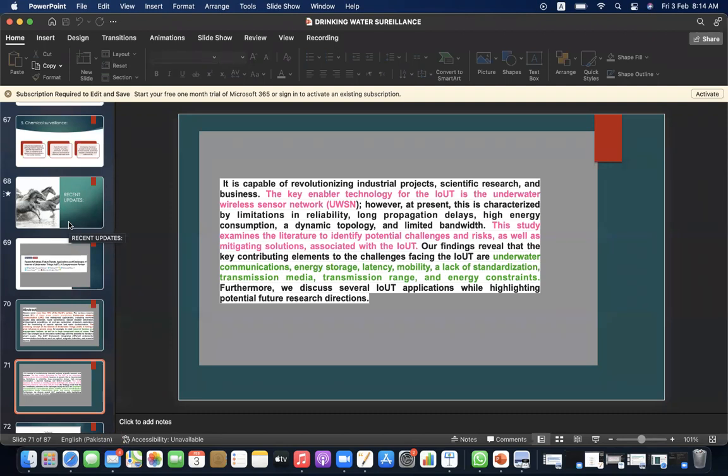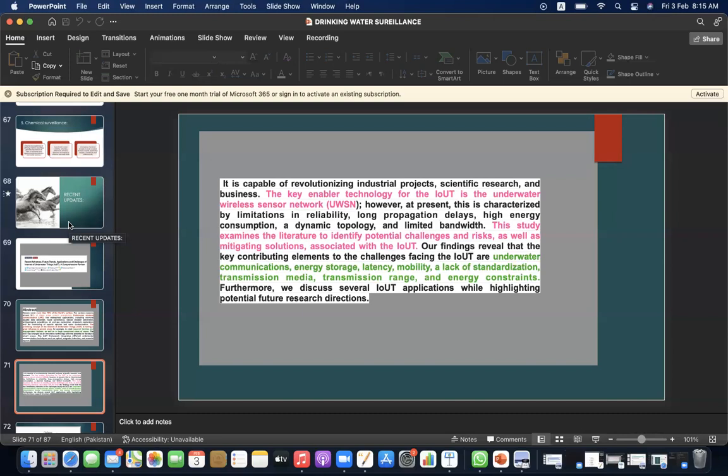However, at present, this is characterized by limitations in reliability, long propagation delays, high energy consumption, dynamic topology, and limited bandwidth. The study examines the literature to identify potential challenges and risks as well as mitigating solutions associated with the IoUT. Our findings reveal that the key contributing elements to the challenges facing the IoUT are underwater communications, energy storage, latency, mobility, a lack of standardization, transmission media, transmission range, and energy constraints.